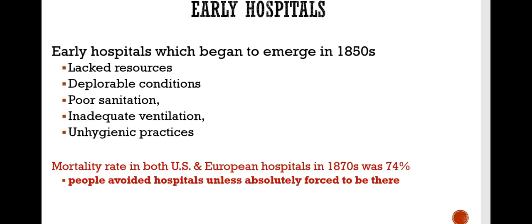All right, so early hospitals, again, began 1850s to 1880s, and they lacked resources. They had deplorable conditions, poor sanitation, inadequate ventilation, and unhygienic practices. So the mortality rate, both in the US and the European hospitals in the 1870s, was 74%. So people wanted to avoid hospitals unless absolutely forced to be there, because they viewed it as a place where people pass away.